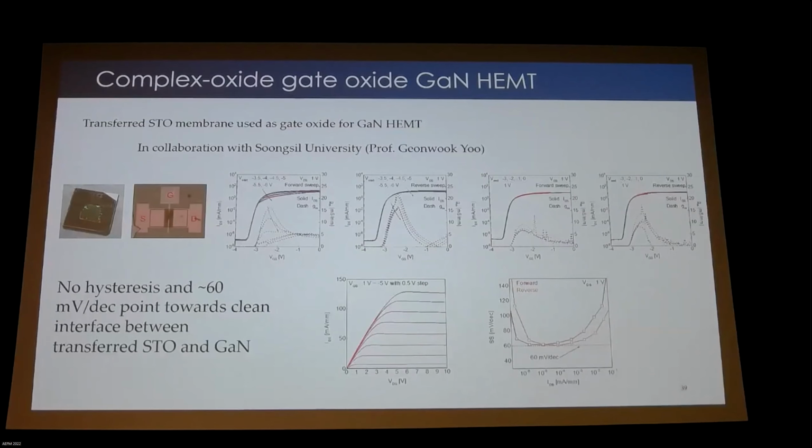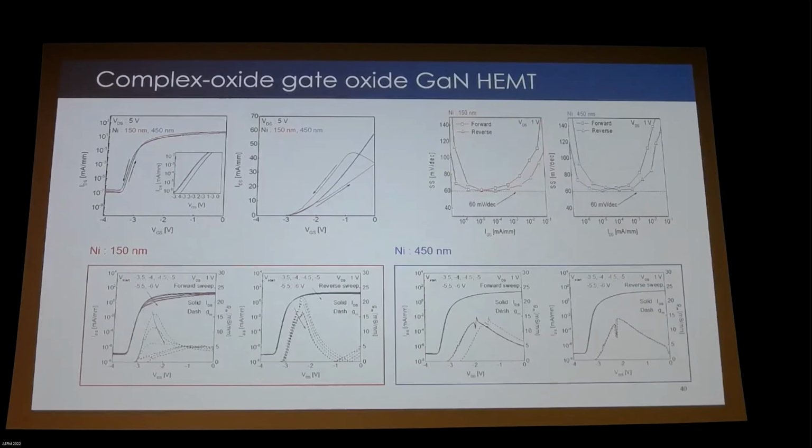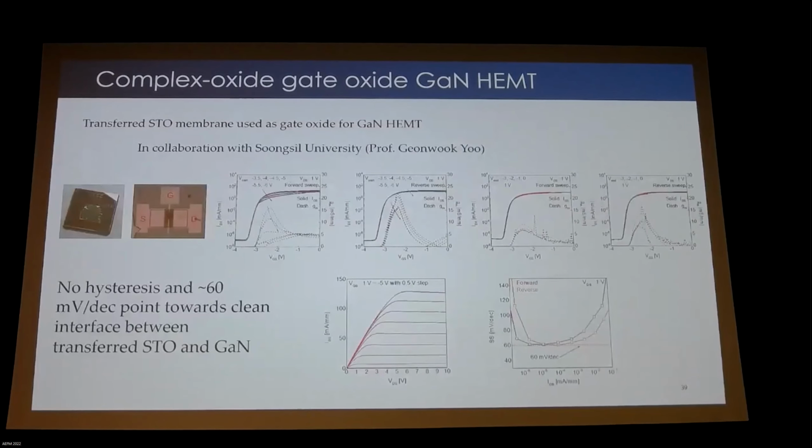And so we made a device with just your conventional hafnium oxide gate oxide, and there we saw hysteresis. So apparently this transferred STO has a better interface than your deposited hafnium oxide gate oxide. Right, and the subthreshold slope was around 60 millivolts per decade, and this also points towards a very clean interface between STO and GaN. And we tried two different gate metal thicknesses.